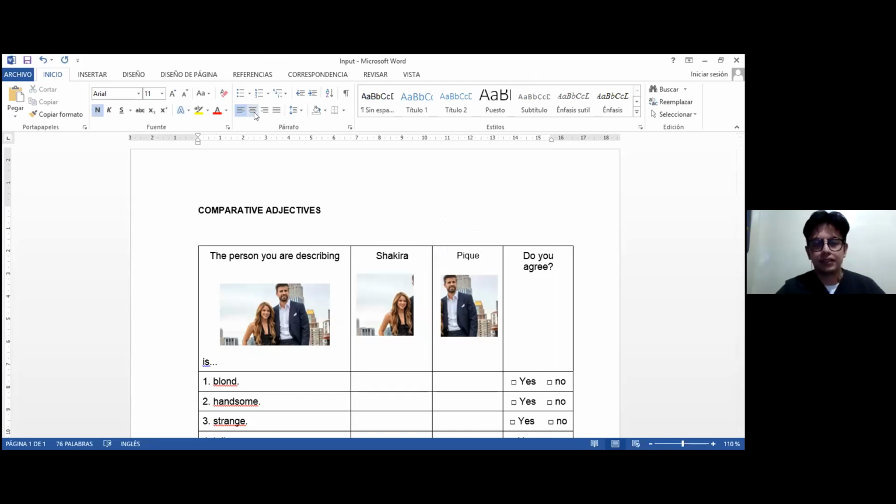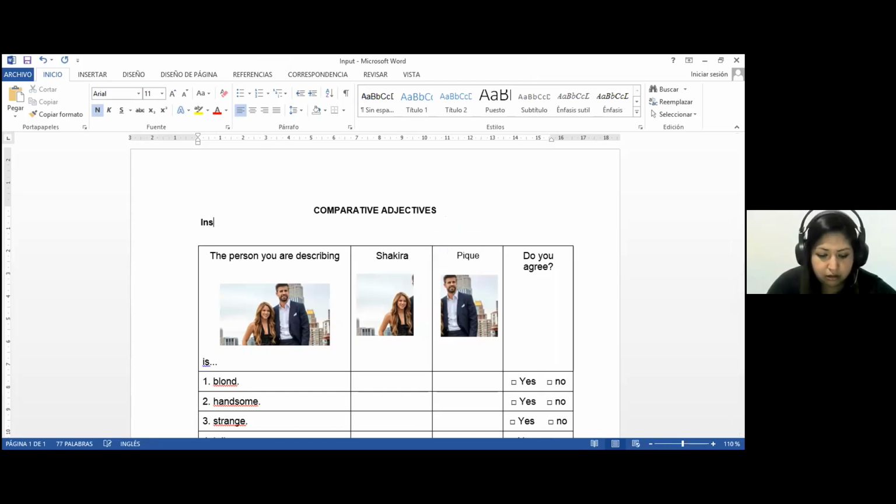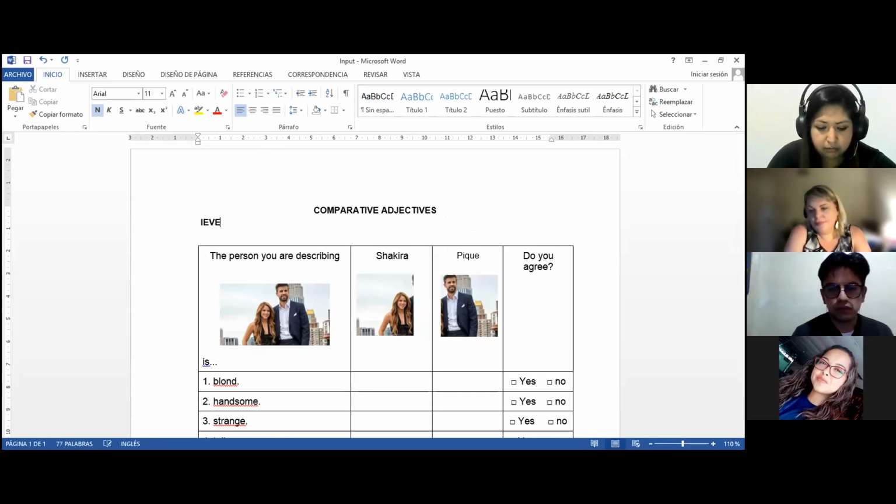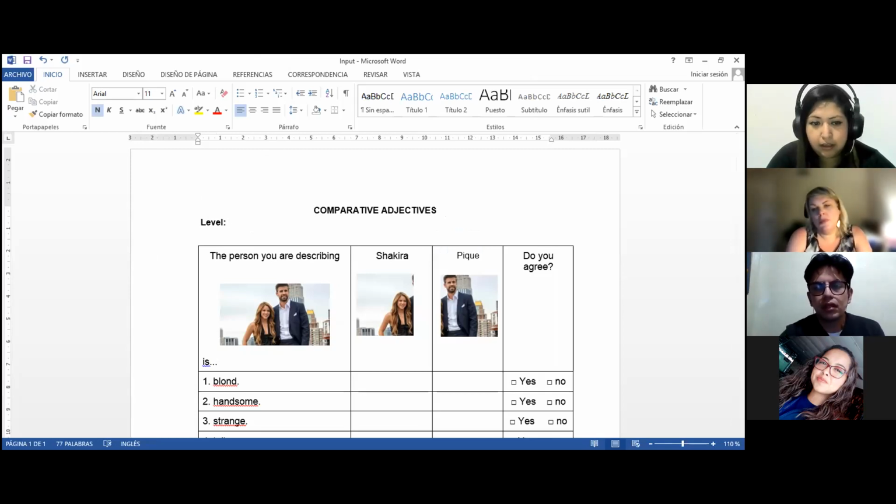Give me the instruction. But Janine, we have to decide the level first. Instruction. I think first this level. This is comparative. A2 or B1. Could be B1 or A2. No, it's not B1. A2, I think. A2. Yes. So, yes, A2. Instruction.